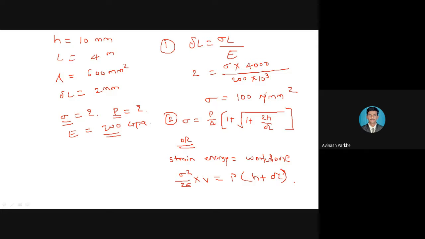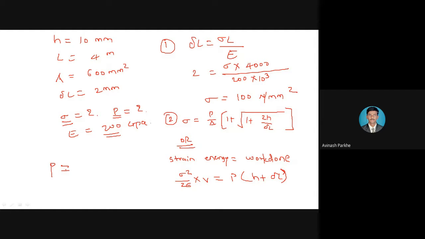Strain energy is equal to work done. So strain energy is sigma square upon 2E into volume. Put the value of sigma. We have calculated it. 2E, Young's modulus is given. Volume, area into length, is already given. P is the unknown parameter. Height is also given. Delta L, 2 mm, is also given. Within 2 to 3 steps, you will get the falling load. That is P is equal to.